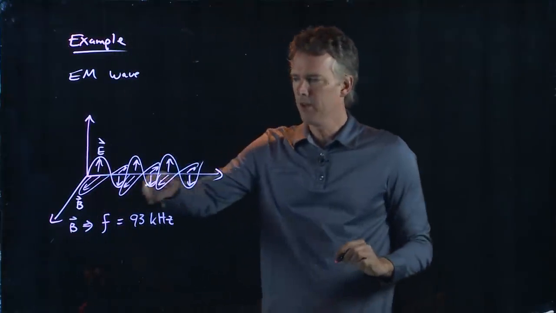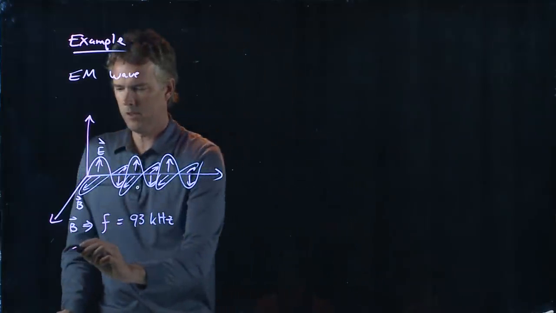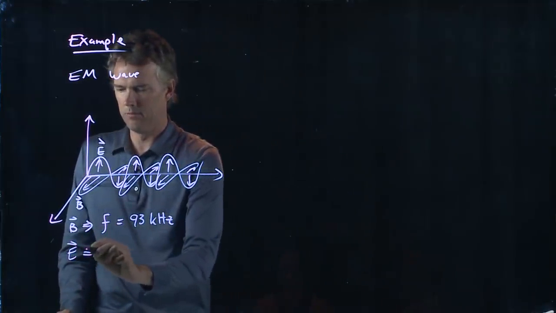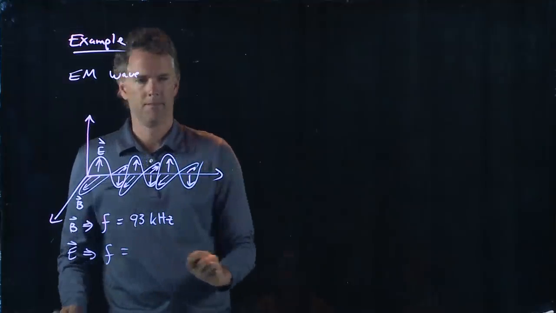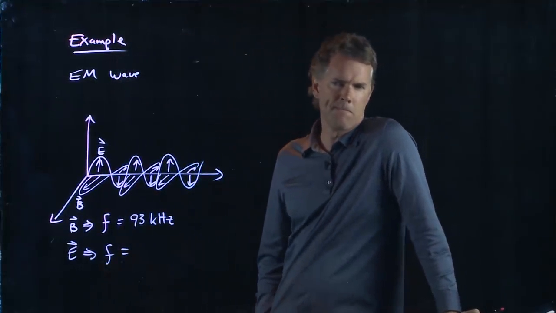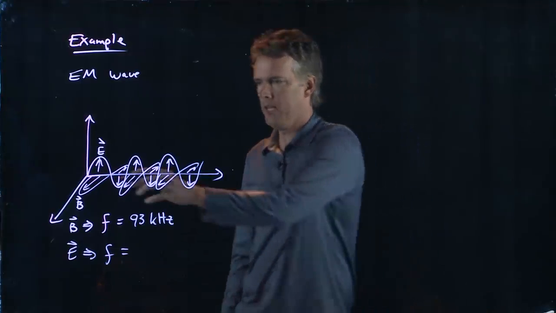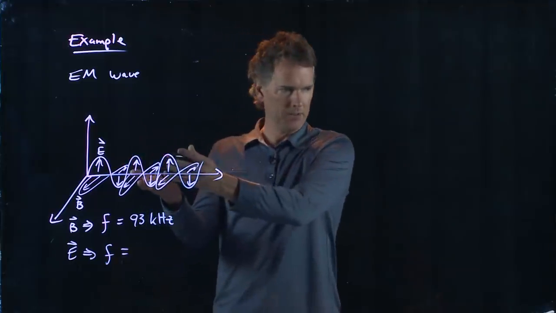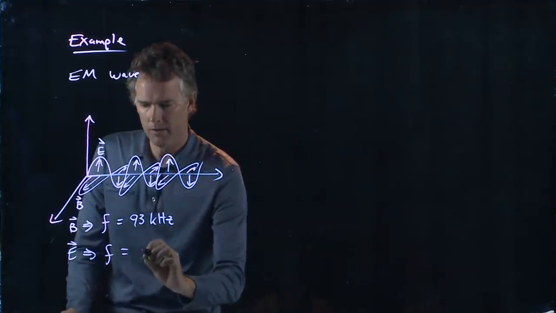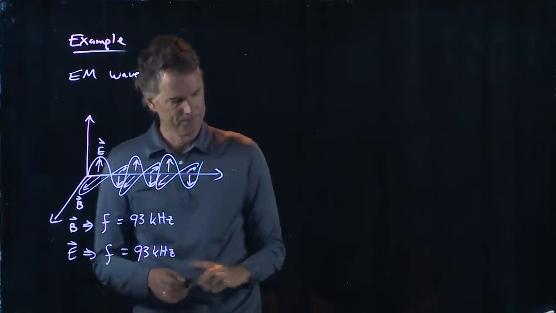So if the B field is oscillating at 93 kilohertz, what do you think the frequency of the electric field is? What do you think? It's got to be the same, right? I mean, look at the picture. E is going up and down at exactly the same rate as the B is going. So this has to be 93 kilohertz as well.